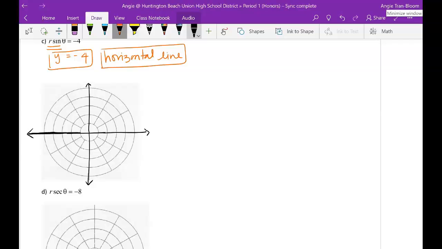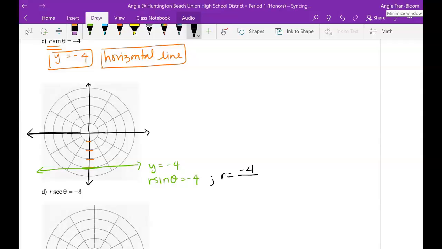I need 4 units below. So 1, 2, 3, 4. It's y equals -4. So the horizontal line goes that way and that way. Isn't that gorgeous? So y equals -4, which is equivalent to r sine theta equals -4. The calculator only takes r equals, so if you plug into your calculator, you can test this out: -4 divided by sine of theta will give you the same thing. All right, next.